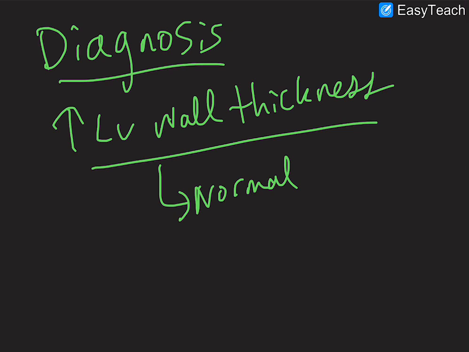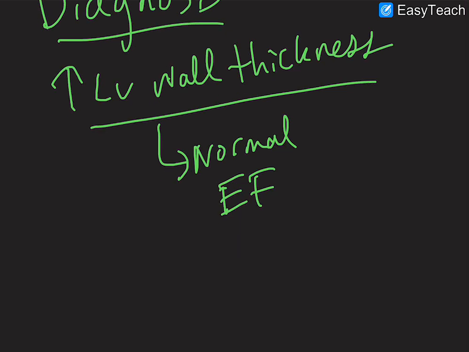But dilated cardiomyopathy would be heart failure with reduced ejection fraction, which we'll talk about when we cover cardiomyopathies in the cardiovascular playlist later on. So again, heart failure with normal or preserved ejection fraction would be restrictive cardiomyopathy. So you may see left ventricular wall thickness with normal ejection fraction if you do an echocardiogram.